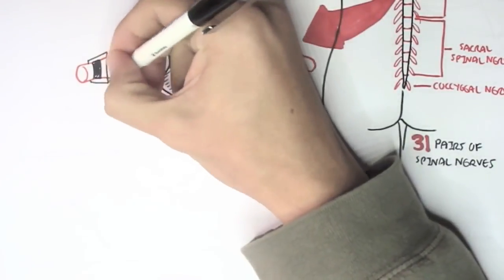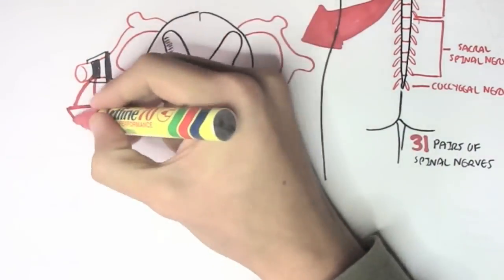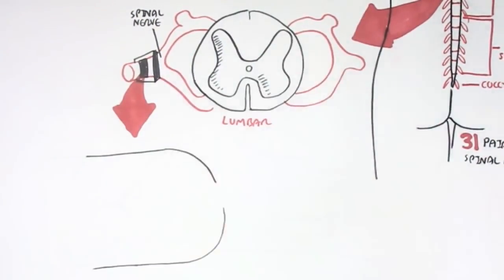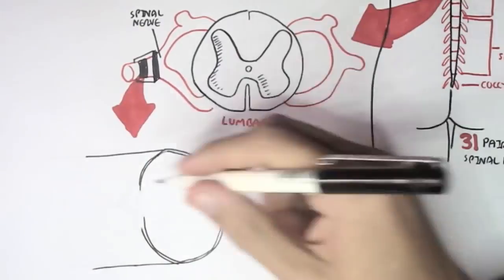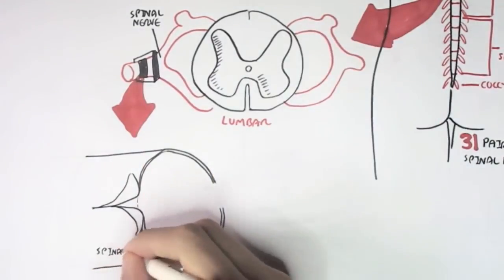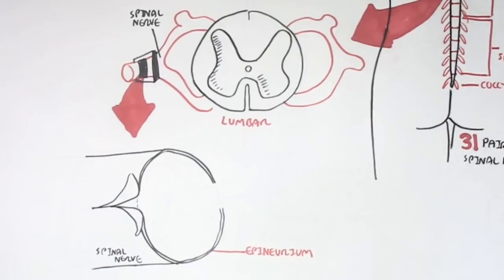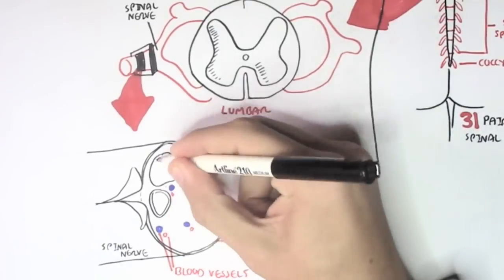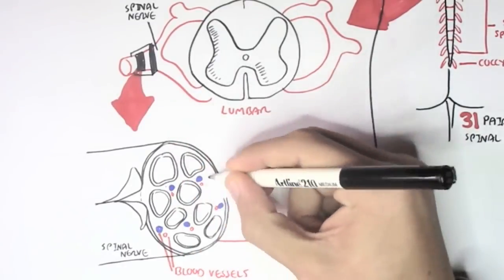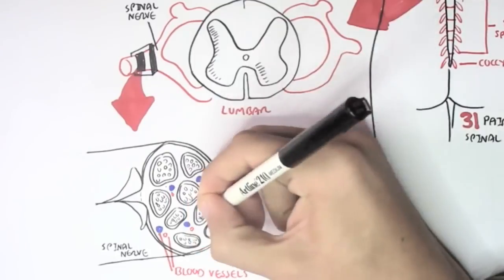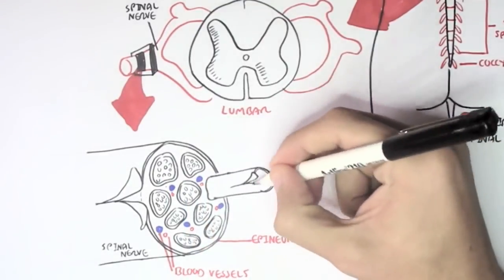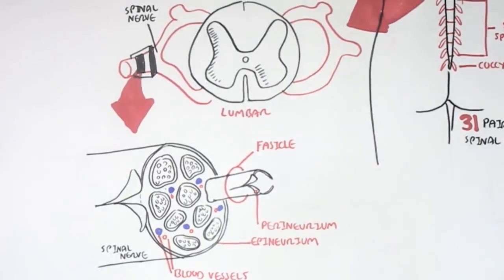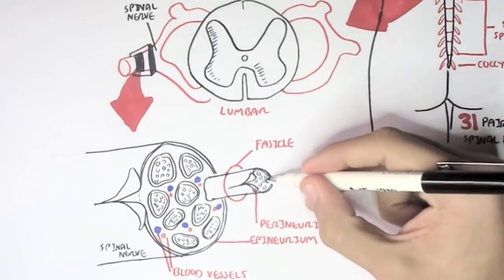So let's zoom into the spinal nerve here to learn a bit more about the anatomy. So here we have the spinal nerve. The nerve is surrounded by a membrane known as the epineurium. We also find blood supply here, and also many bundles of neurons which make up what's called a fascicle. The fascicle, if we pull one out, also consists of a membrane called the perineurium.